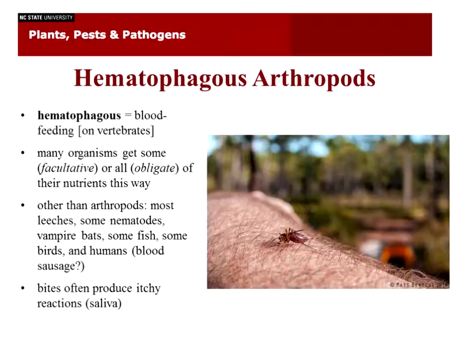Now, with insects and arthropods, the bites often produce itchy reactions, and this is due to the saliva normally. And so these are the bites that we get. So, without further ado, here are the arthropods, and I'm focusing on North Carolina, particularly things that can be found in North Carolina. There are obviously some exotic creatures that are crazy and blood-sucking, but I'm going to stick to North Carolina.